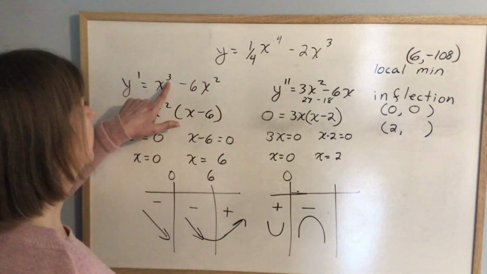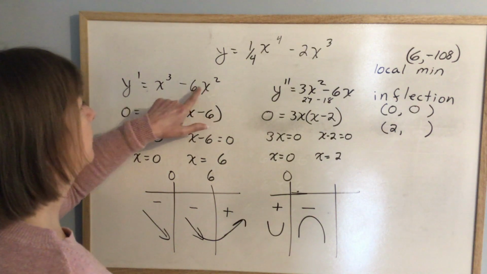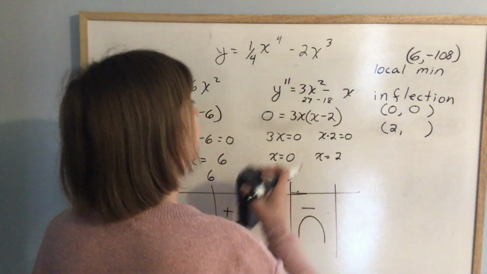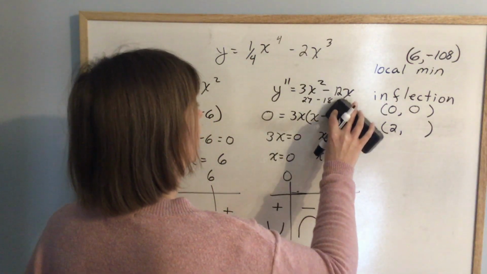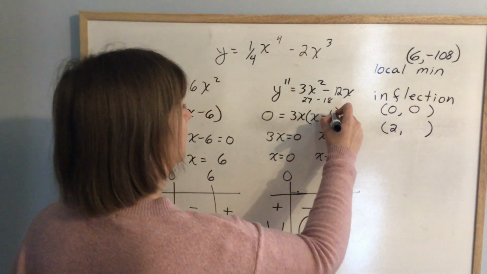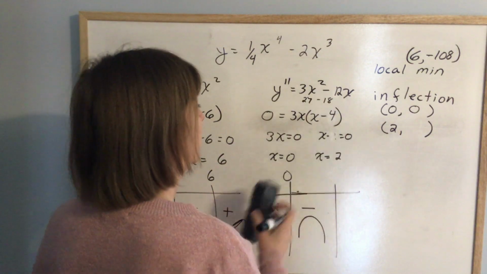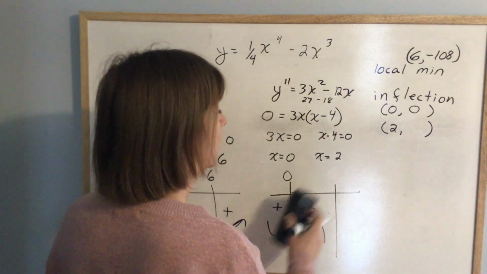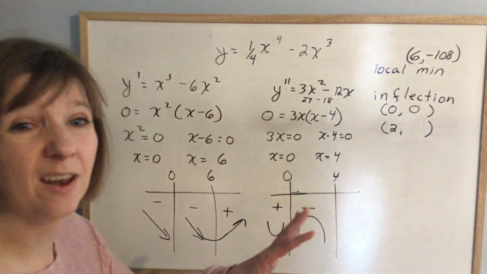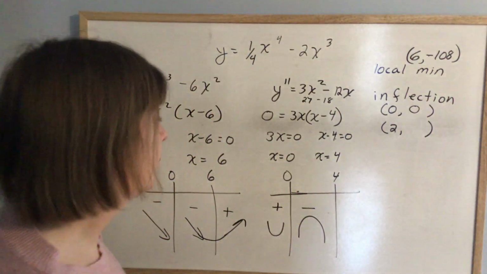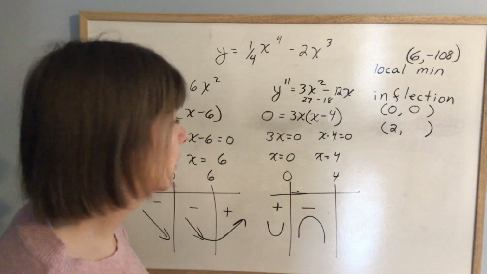When I did my second derivative, this is 3x squared, but if I bring my 2 down, this is actually minus 12x. And so when I took 3x out, it would be x minus 4. So this would be x is 4. So again, not a big deal. But I need to pick a number bigger than 4.